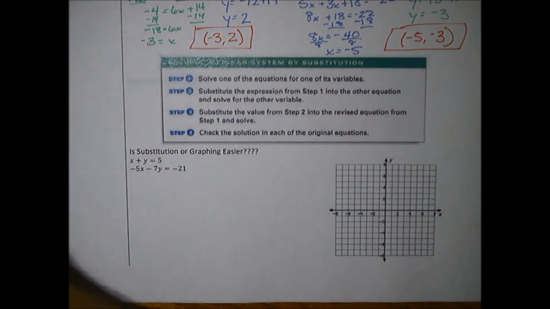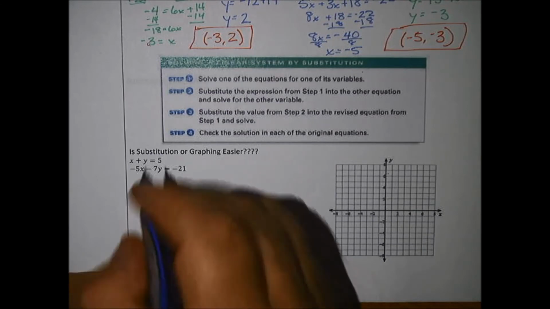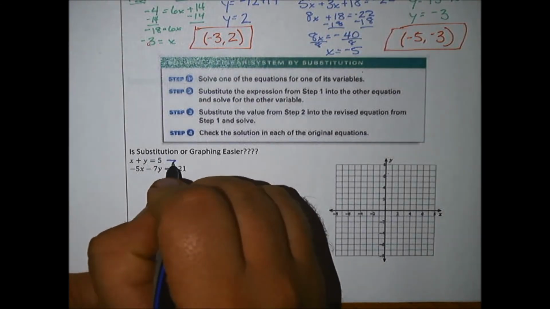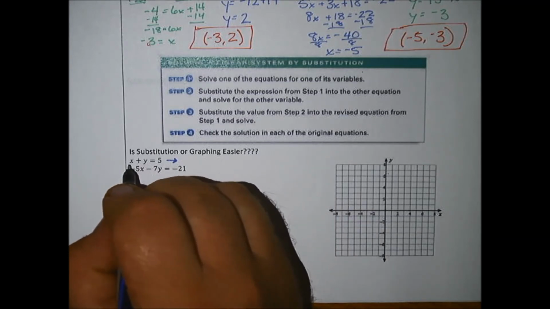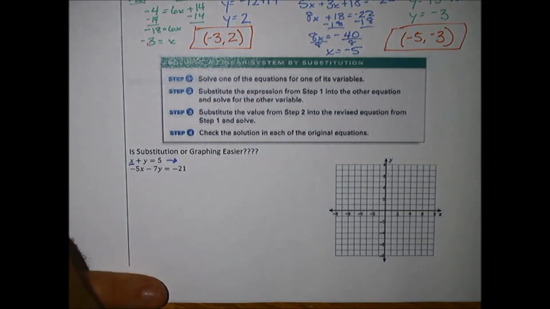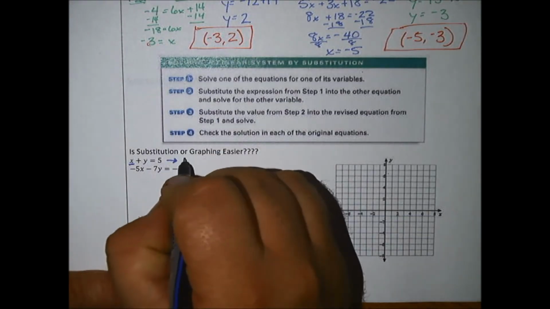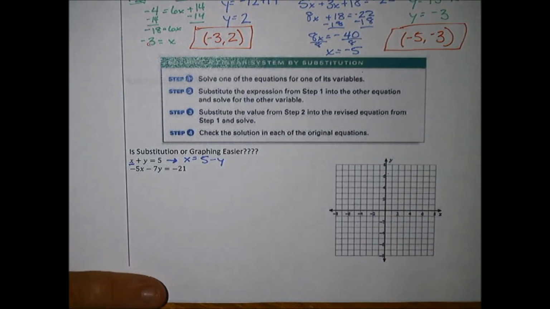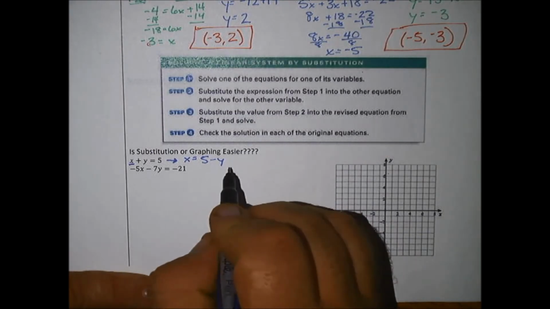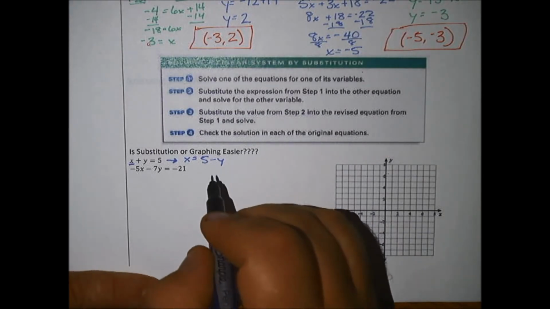So here's the question: is substitution or graphing easier? My easy answer is that it really comes down to what the problem looks like. In this one, I'd say either way isn't too bad. But let's go ahead and use substitution first. I want to solve this equation for x. Sometimes I'll put a little note here that I'm solving for x. Just underline that. So I'll subtract the y over, and I'm actually going to write it as x equals 5 minus y. That way I don't have to have a negative y and remember that y is negative. Just makes it easier sometimes.